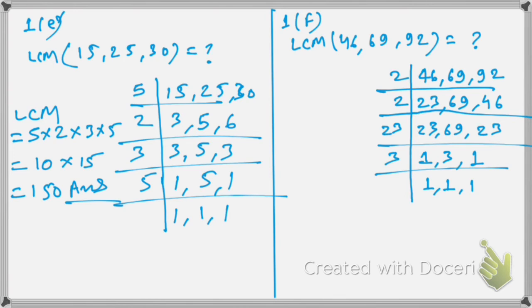So students, LCM will be 2 multiplied by 2 multiplied by 23 multiplied by 3. So it will become 4 cross 69. So 69 into 4 will become, carry forward 3, so 276. So this is our answer.